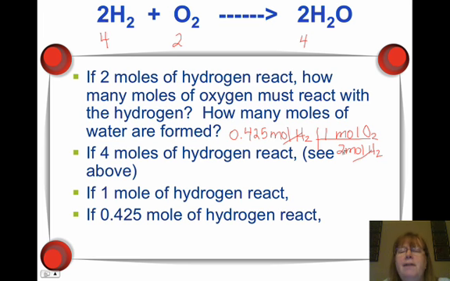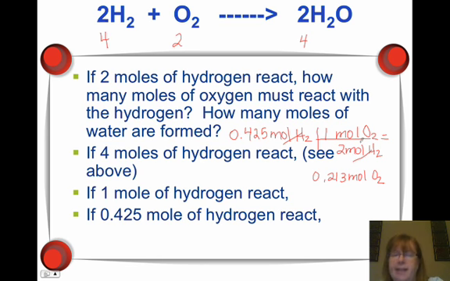Now, where did that 1/2 come from? That's the coefficient in our balanced equation. 1 oxygen for 2 moles of hydrogen. And so what we're doing here is we're actually dividing 0.425 divided by 2, which will give us 0.213 moles of oxygen.